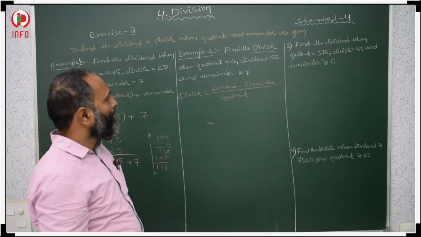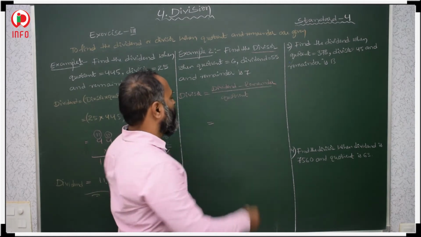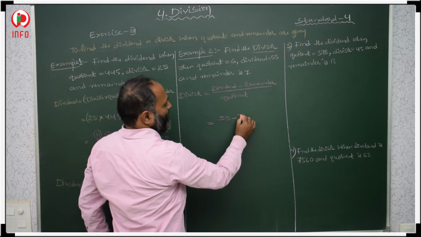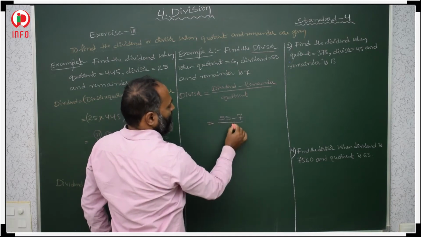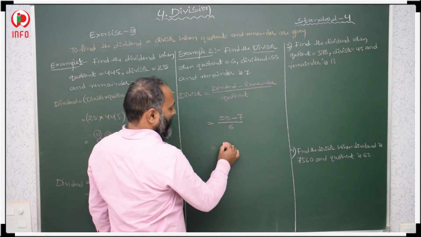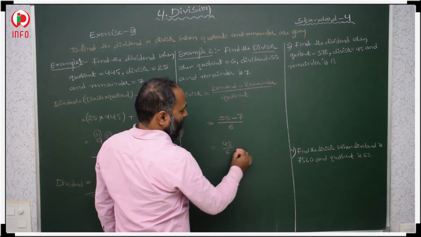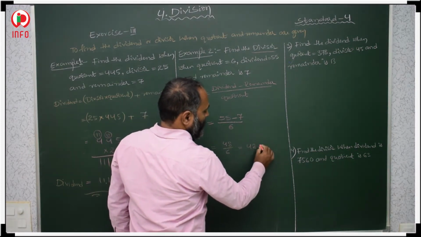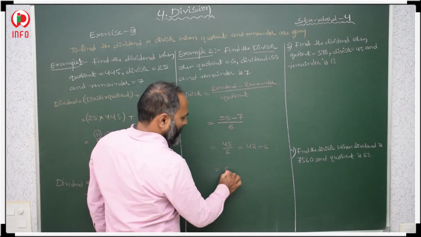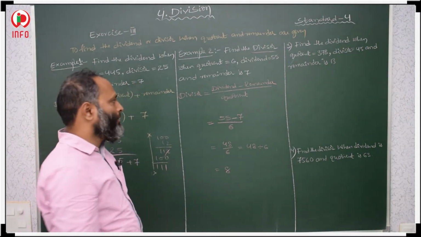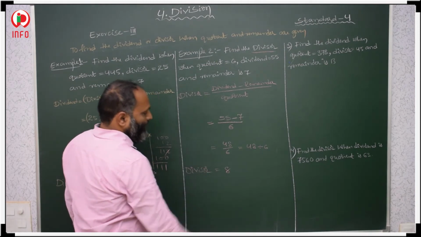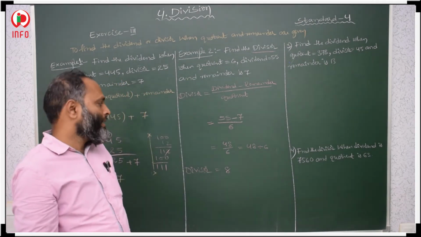Now here, what is the dividend? 55. Dividend is 55. Minus, what is the remainder? 7. What is the quotient? 6. 55 minus 7 is 48. 48 divided by 6. In the 6 table, when we get 48, it is 6 eights. Answer is 8. It means the divisor is 8. Divisor is 8. Okay.